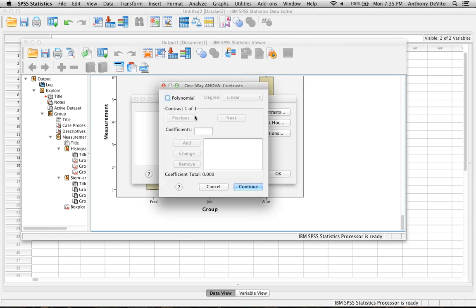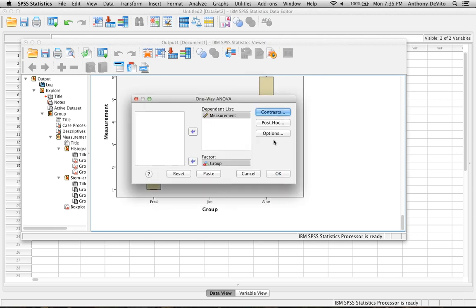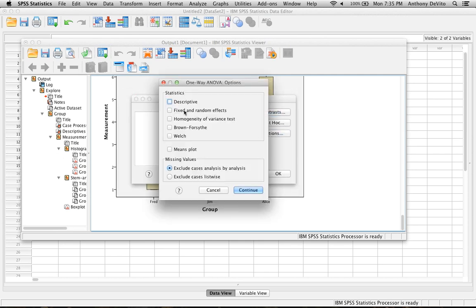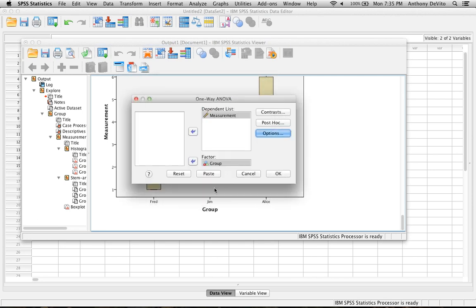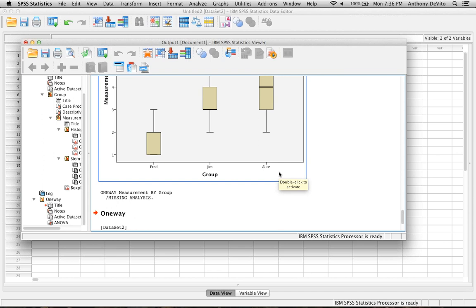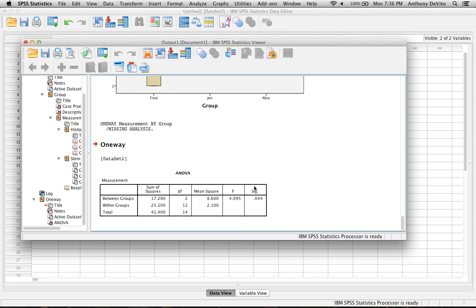Now, I'm not going to change anything here for the moment. I could have asked it to do our descriptives right here, but I did it as a separate exercise there. I'm not going to bother with it. I'm just going to leave all of the defaults on, and I'm going to click OK. It's going to calculate that F score. It's going to do the same thing that we did. It's going to calculate the variability within the groups, variability between the means, divide by the degrees of freedom, and so on and so forth.